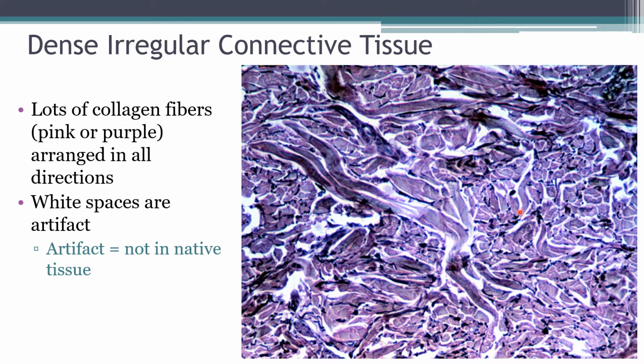Now, one of the things they have to do when they prepare these slides is they have to dehydrate the tissue. They have to remove the water. And when you have like these cylindrical bundles and you remove the water from them, they shrivel up and they shrink away from each other, leaving these gaps that aren't normally there.